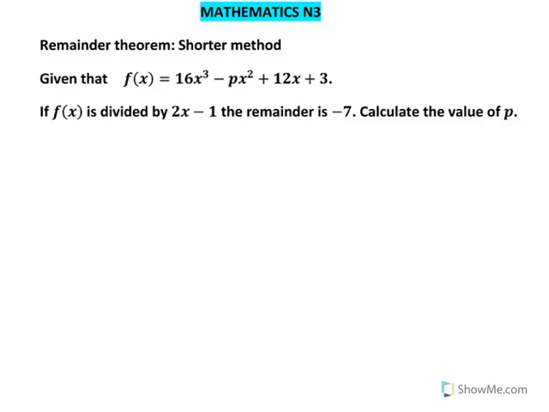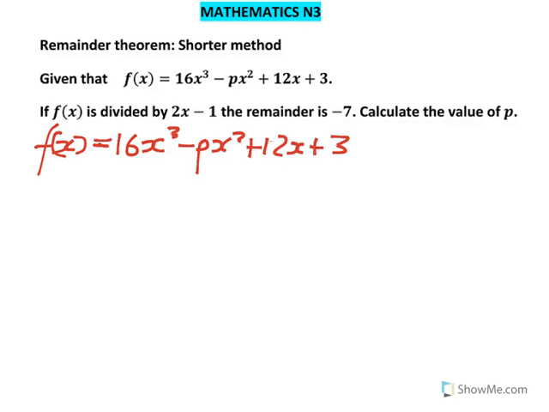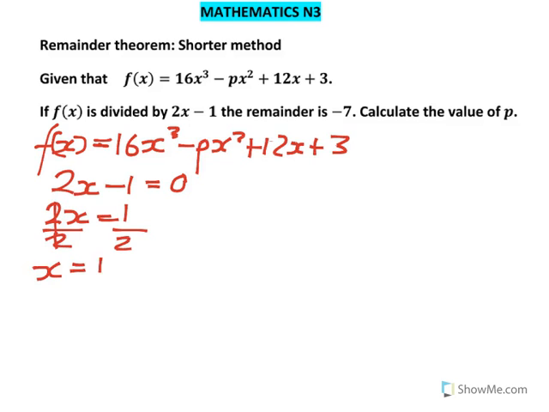Now quickly, they gave us f of x. We did this one previously, but we did not finish it. It was 16x cubed minus px squared plus 12x plus 3, and they are telling you that it is divided by 2x minus 1. And what must you equate to? You equate that to 0. Then you solve for x. 2x is equal to 1. Then you divide both sides by 2, and you will have x is equal to 1 over 2.